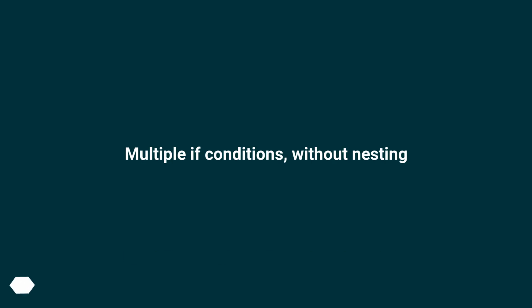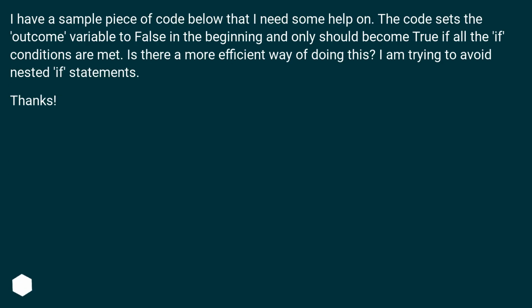Multiple if conditions, without nesting. I have a sample piece of code below that I need some help on. The code sets the outcome variable to false in the beginning and only should become true if all the if conditions are met. Is there a more efficient way of doing this? I am trying to avoid nested if statements. Thanks.